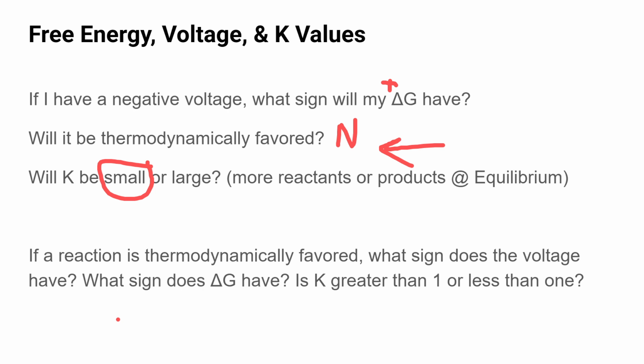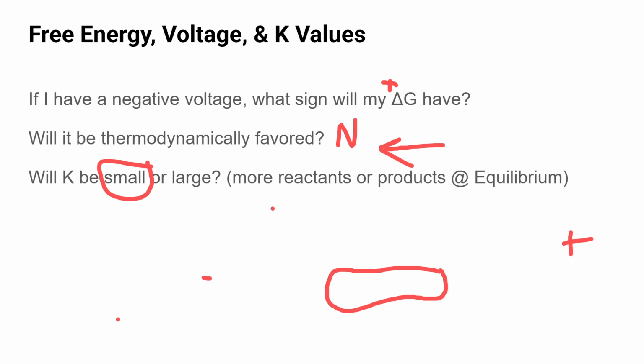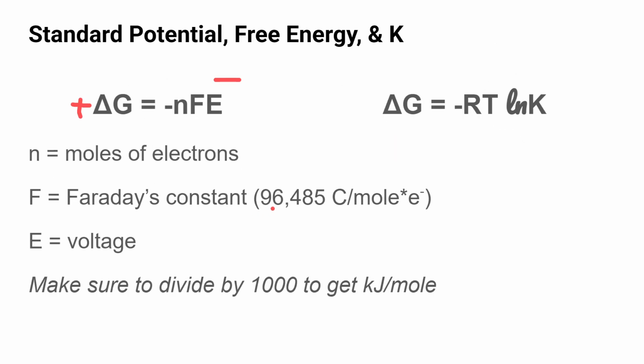If a reaction is thermodynamically favored, what sign does the voltage have? The voltage is always going to be positive if it's thermodynamically favored. The sign is going to be negative for delta G. K is likely going to be greater than 1 if a reaction is thermodynamically favored. This is important for you to wrap your head around. Some people will put this into a little table, a quick and easy way to remember these based on this equation. Look at the equation and ask, what's happening to K? What's happening to delta G? What's the story based on my different variables? Important skill to have.